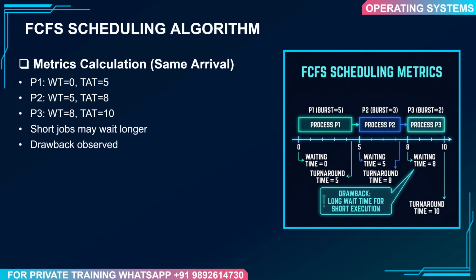For P3, it waits for both P1 and P2. So its waiting time is 8. It finishes at 10, so its turnaround time is 10. If you look closely, you'll notice something interesting. Even though P3 only needed 2 units of CPU time, it had to wait for a long time just because it arrived later. This is one of the biggest drawbacks of first come, first serve.